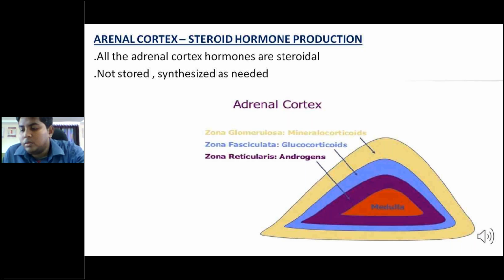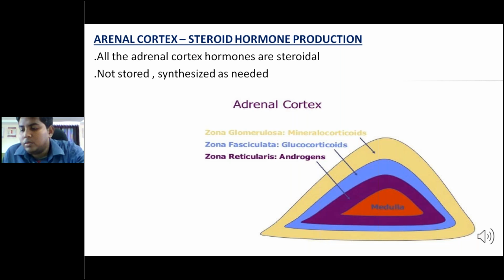Each of these layers has a different function. The outer layer, zona glomerulosa, secretes mineralocorticoids. The middle layer, fasciculata, secretes glucocorticoids, and the inner layer, zona reticularis, secretes androgens. So these three layers differ in their secretory function. You need to remember one more thing: they are not stored.